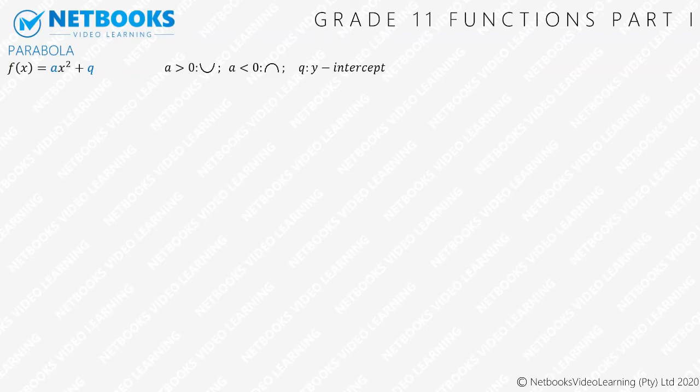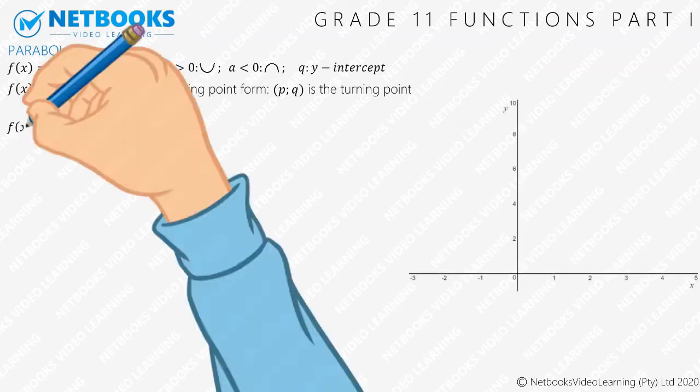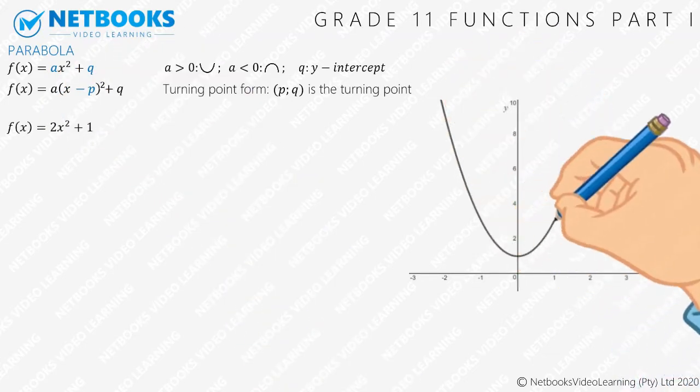Let's introduce a new characteristic, the horizontal shift, represented by p. Note, if the graph shifts horizontally, q will no longer be the y-intercept. P, q will now be the turning point. Let's have a look at a demonstration of this. Let's consider the graph of y equals 2x squared plus 1.